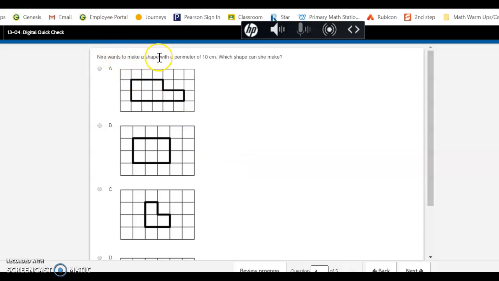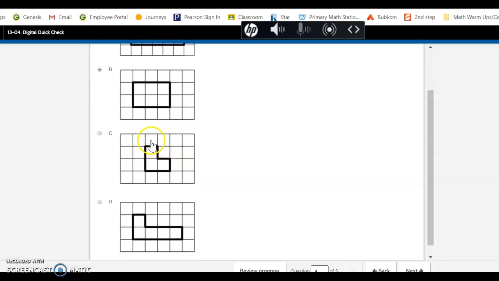All right, Nira wants to make a shape with a perimeter of 10 centimeters. Which shape can she make? So I'm going to check all my choices looking for which one has a perimeter of 10. 1, 2, 3, up to 10. Well, I know it's not going to be this one because I still have all this to go. 1, 2, 3, up to 10. Looks like it could be a winner, but let me check the rest in case.